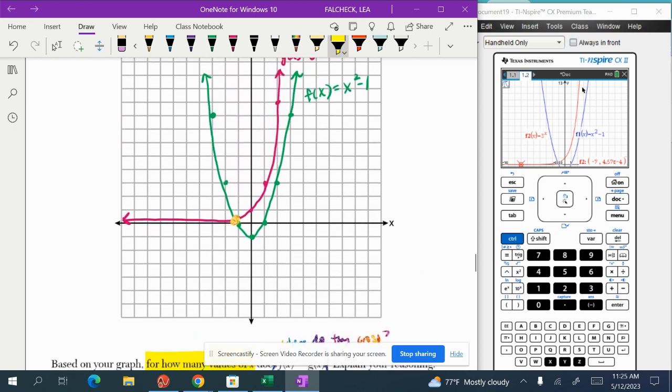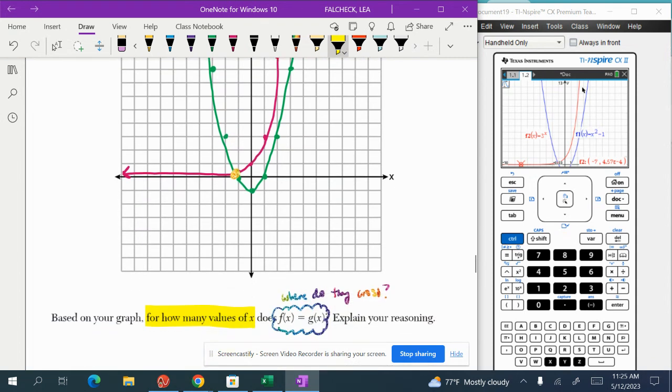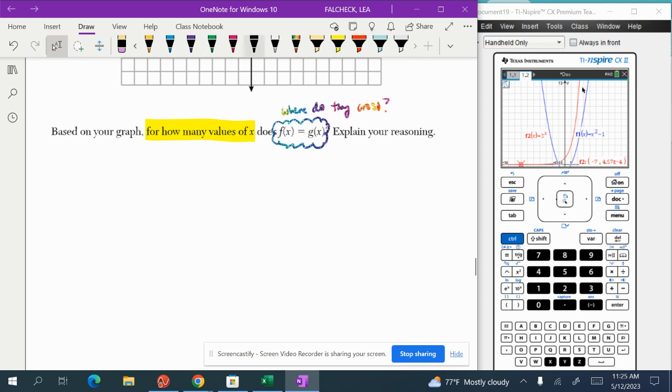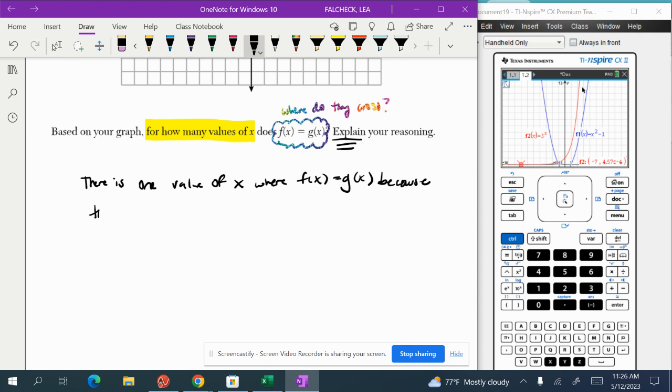Well, visually on my graph, I just see that they only cross one time, right? So I'm going to say that there is one value of x where f of x equals g of x. This answer would not give me full credit because I did not explain my reasoning. My reasoning is going to be because there is only one point of intersection.